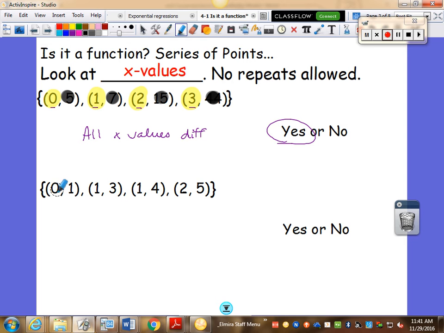In our next problem, we've got 0, 1, 1, 2. Look at the x values. Uh-oh, we have a 1 here and a 1 here. That's a duplicate. So this is not a function, and I expect to see that on your homework. If you say no, I expect you to circle why. Why is it a no?